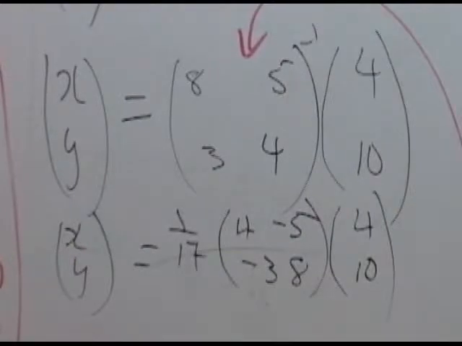Okay, so at this point we will be multiplying the matrix 4, negative 5, negative 3, 8 by our column matrix.